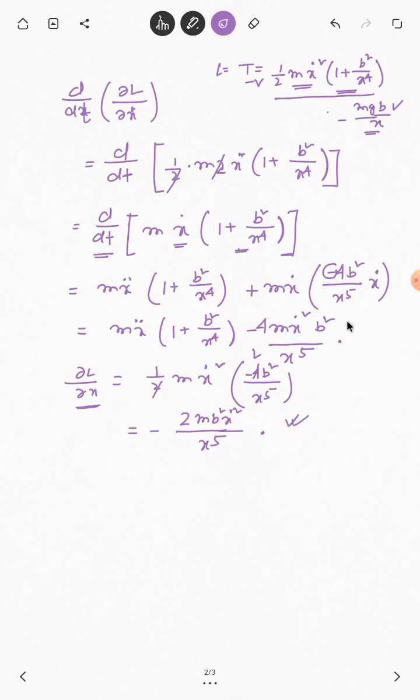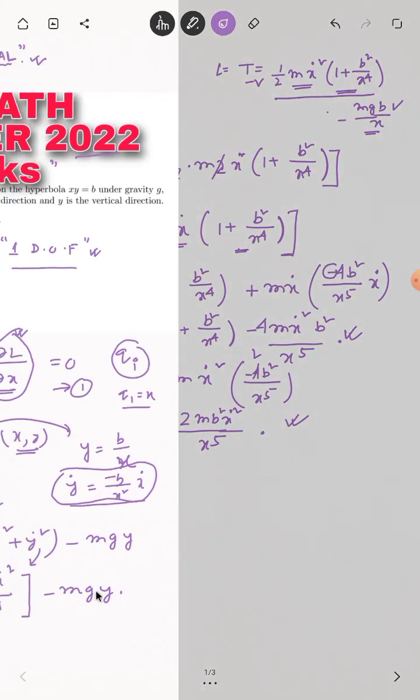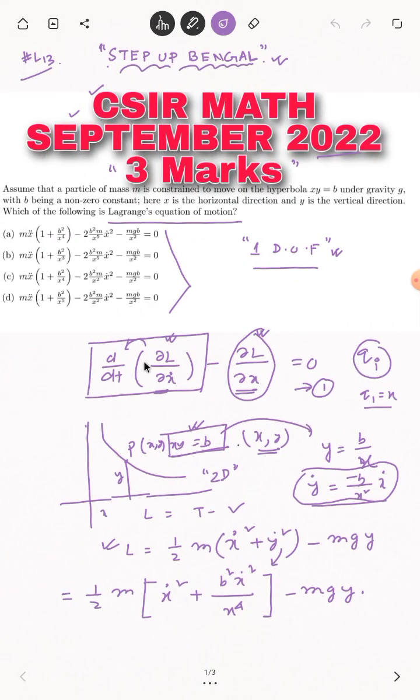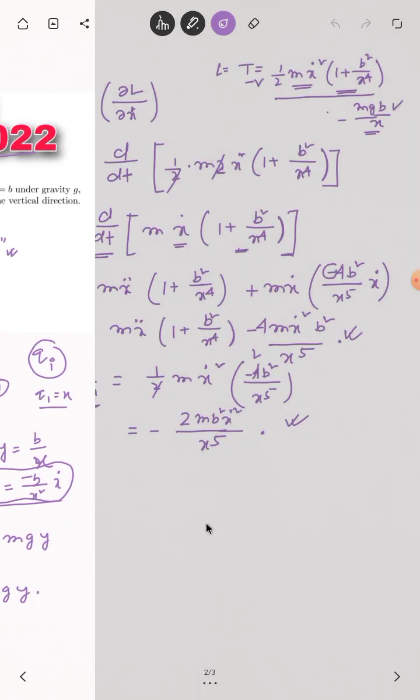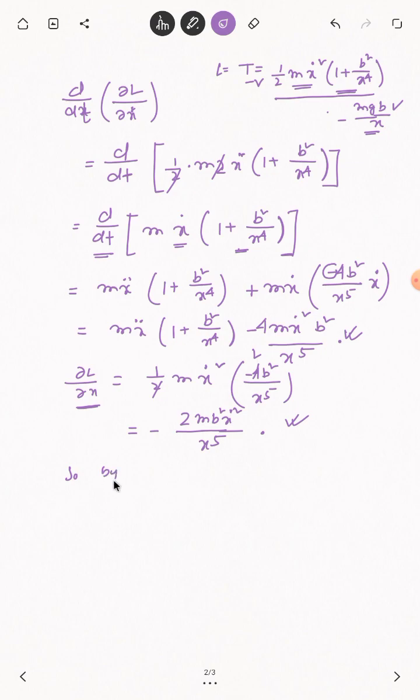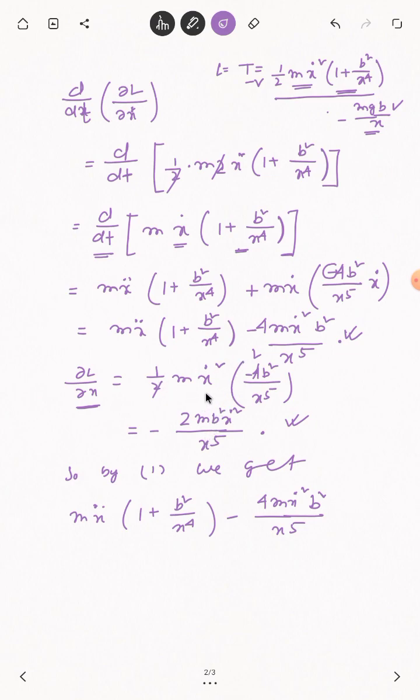Now this is ready, and we have the Euler Lagrange equation here, d/dt of del L by del x dot. This term is calculated, this term is calculated, just put in 1. So by 1 we get, let us just put in mx double dot 1 plus b square by x to the power 4 minus 4m x dot square into b square divided by x to the power 5. Up to this portion the term will look like this.